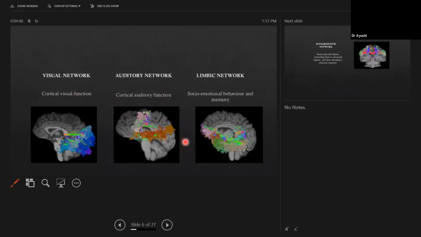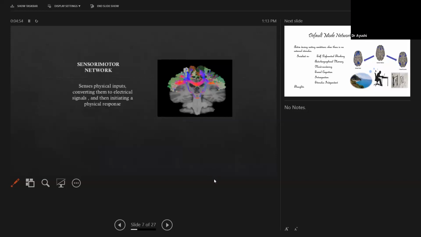And the pictures below them just denote the areas, the colors denote the areas as presented here. Then the last one is the sensory motor network. The sensory motor network is about the sensations and the motor activity which we do. This network takes care of that.